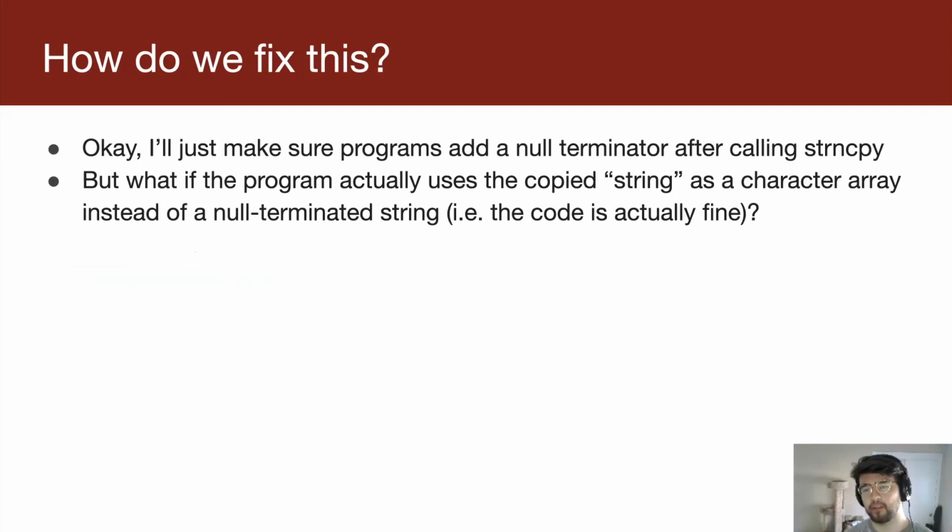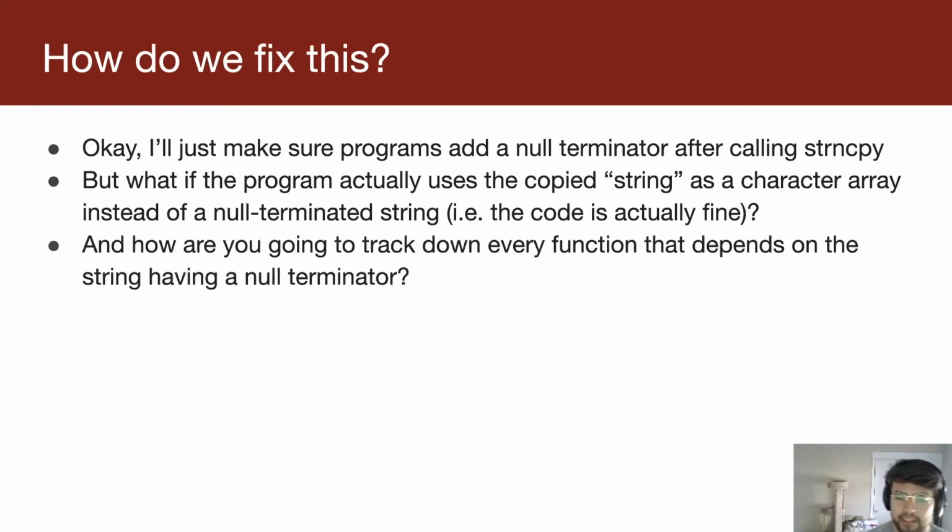But what if they don't use it as a string? What if they're not calling printf afterwards? What if after calling strncpy, they're like, okay, I have 16 characters here. I'm going to use up to 16 characters. I don't care if there's a null terminator or not. Like, what if the code is actually fine? We don't want to introduce false positives. And are you going to track down every single function that depends on the string having a null terminator? It's intractable to figure this out because there are just so many different ways that we can potentially mess this up.